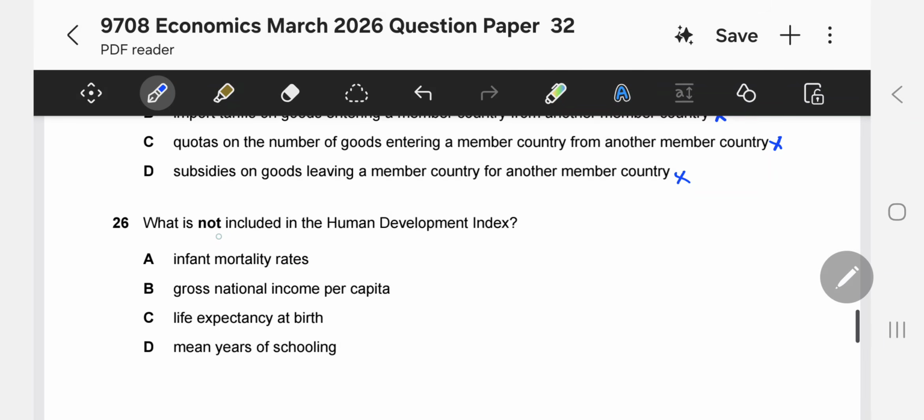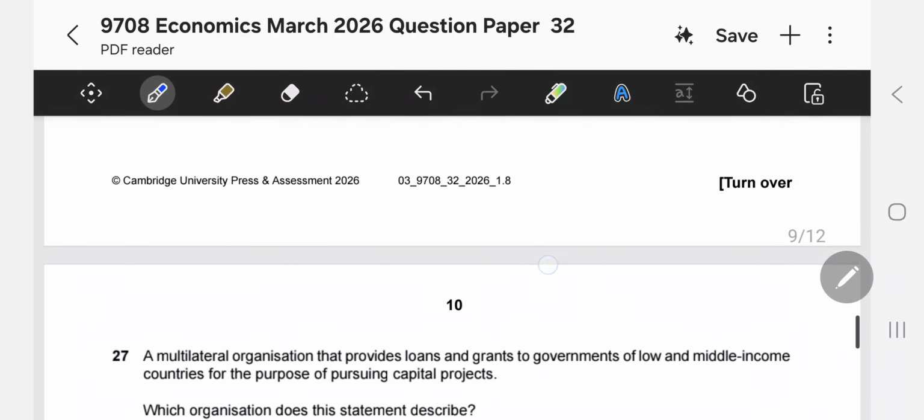What is not included in the Human Development Index? 26. For this one, infant mortality rate, probably that. GNI will be there. This one will be J. By the way, this topic, you started learning it at IGCSE all the way to A level. So you should be able to know this by now. 27.